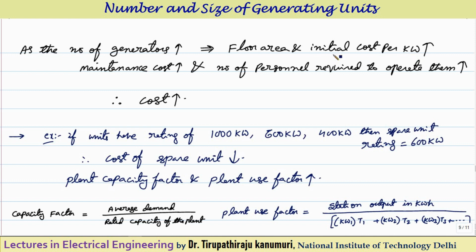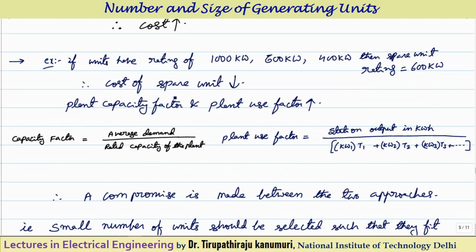So because of this, initial cost per kilowatt of rating increases drastically. And the next disadvantage is, as more units are there, every unit needs maintenance, so the maintenance cost also increases. And second, as the number of units increases, more personnel are required to operate those generators, so automatically the salaries of those persons also increase. So we can say that if the number of generators is increased, the advantage is they fit the load curve perfectly, so they operate at maximum efficiency, but initial investment and maintenance increase drastically.